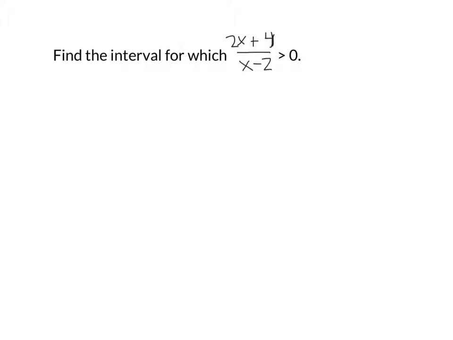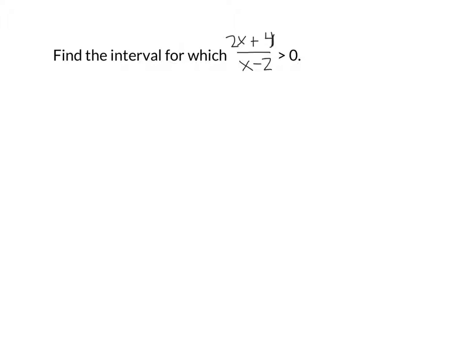Why, hello there. Thanks for watching this video about a rational equation, but we're going to try to figure out the inequality. So we want to find the interval or intervals for which this rational expression, 2x plus 4 divided by x minus 2, is greater than 0. Graphically, that means when is this graph above the x-axis.